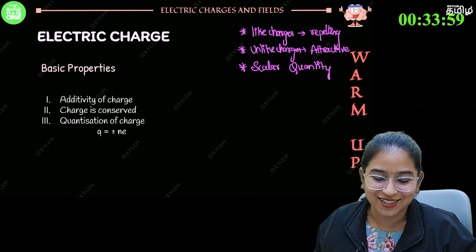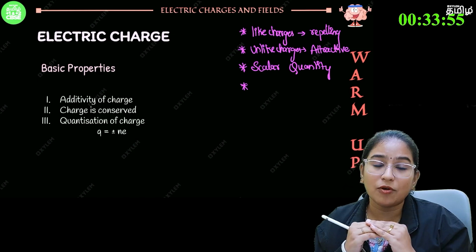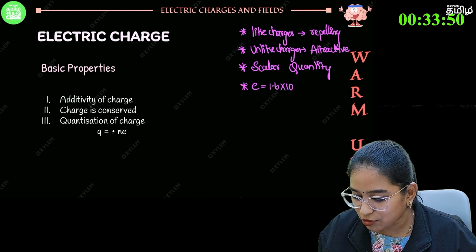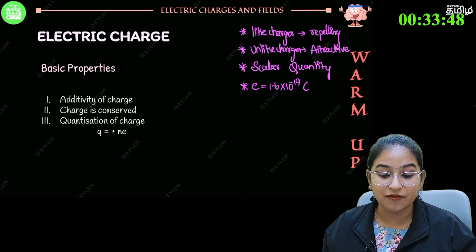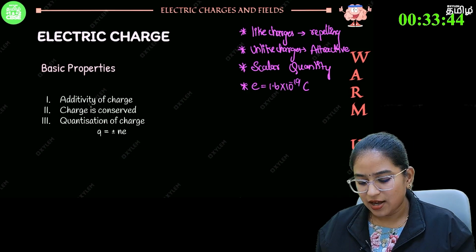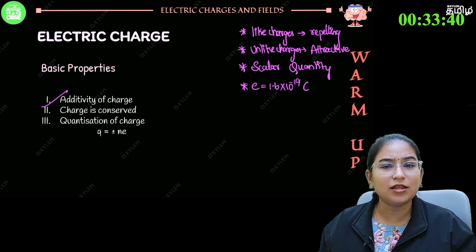Nothing can change that. And now the next important point is the least value of a positive charge or a negative charge is 1.6 × 10^-19 coulomb. It is a very important value which you have to understand. And the next important point is that charges are additive in nature. These are the basic properties.